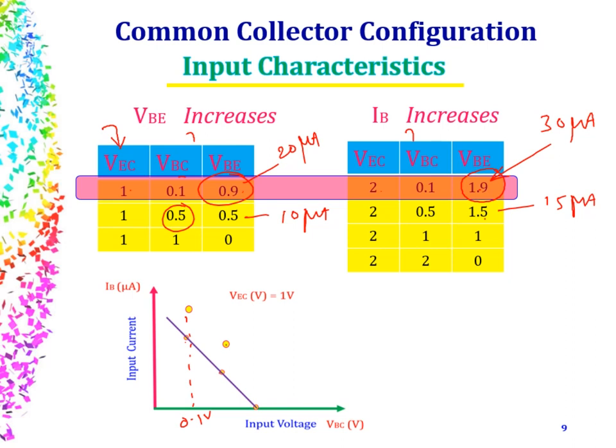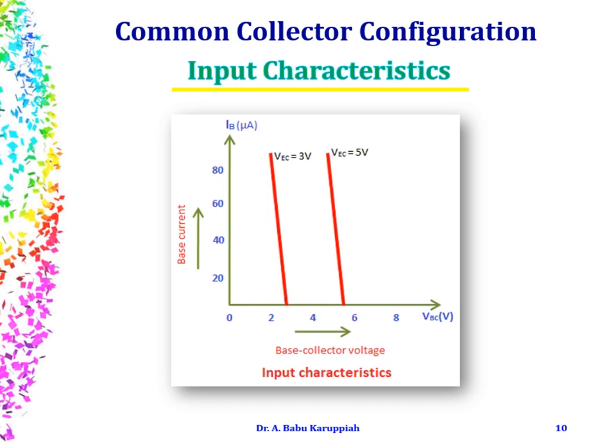This is 10, this is 15. And when you go for the next, you see there is still a higher value of base current when you compare it with the previous value. And finally you get a 0 VBC equal to 2 volts. Now when you join all the points, you get another declining curve for VBC equal to 2 volts. And when you consolidate, you do have a graph like this. We have understood what the input characteristics of a common collector configuration would look like, and we have also reasoned out why the graph is obtained in this fashion.